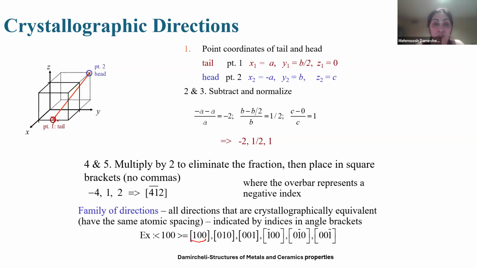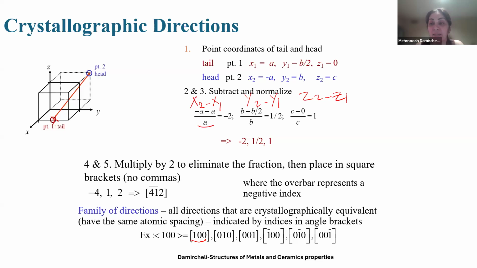For finding that, we subtract: x2 minus x1, y2 minus y1, where y2 is the coordinate of the head and y1 is the tail, and z2 minus z1. The next step means dividing and normalizing per the length of the cell in that direction.